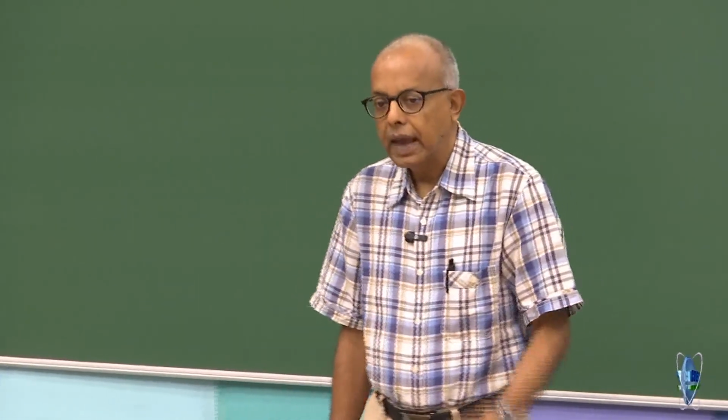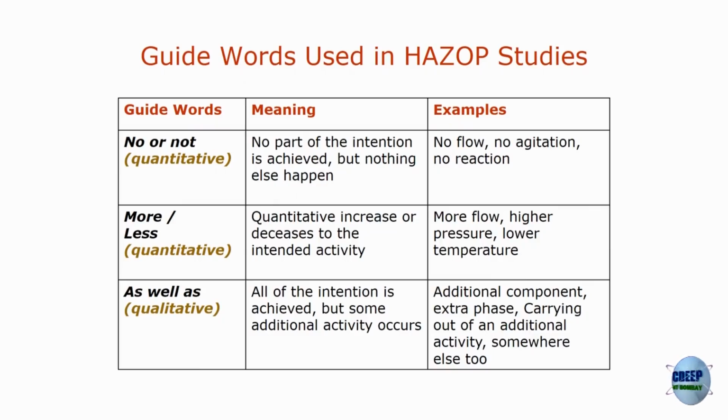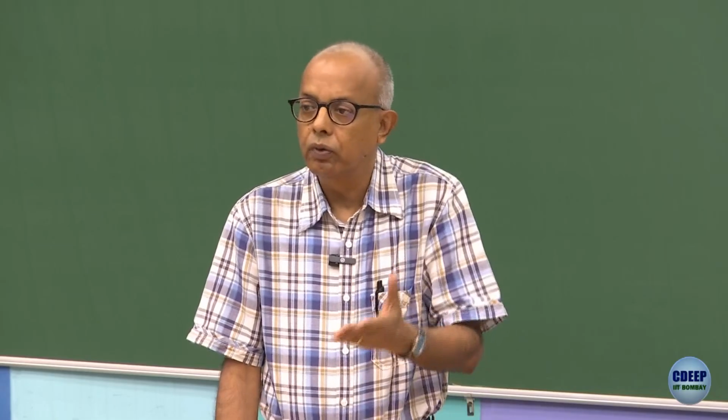Carrying out an additional activity will typically happen when there is a procedure. So remember that procedures can also be subjected to HAZOP. We will look at this. So this is a general list. We will look at how you apply this concept of HAZOP to a procedure. Now, this is typically for a process which is running continuously. So when you have a continuous flow and then suddenly you say no flow or more flow, less flow.